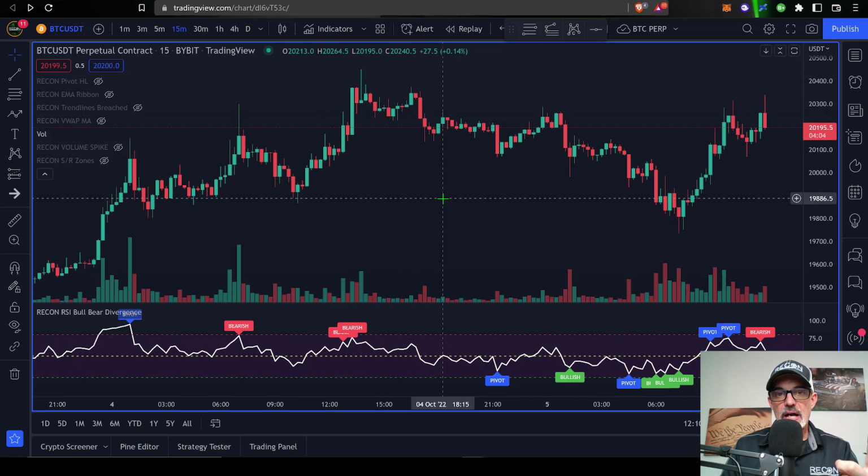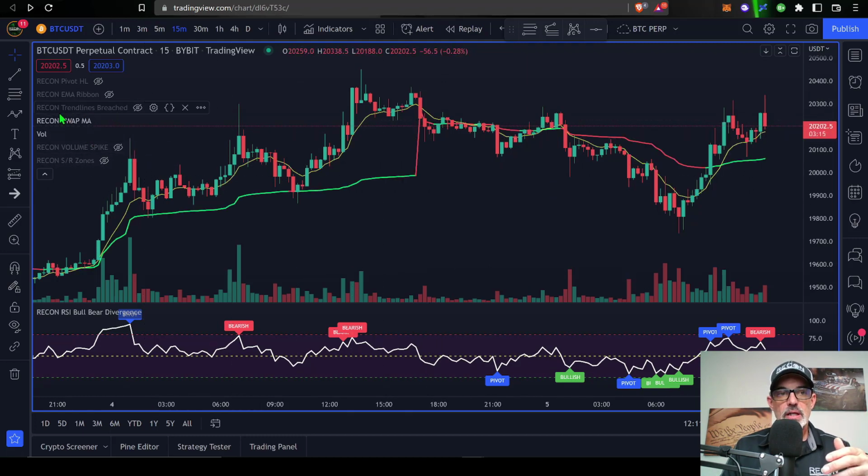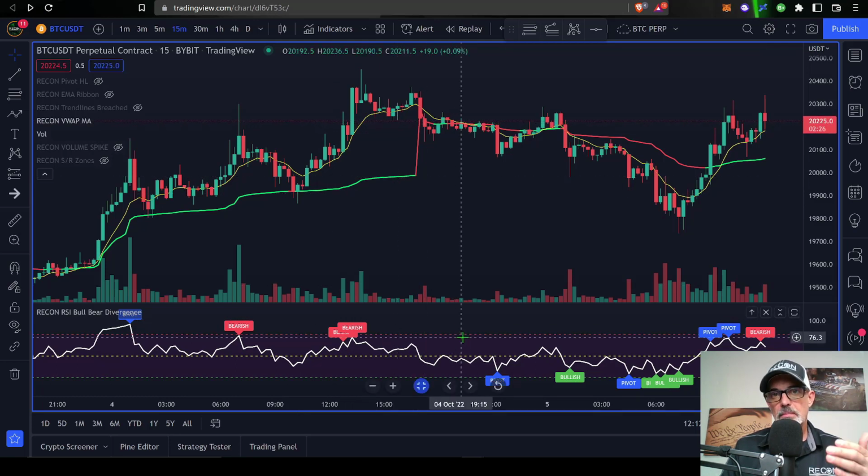So now we have price, volume, RSI. Number 4 is going to be VWAP and an EMA or a moving average. I created the Recon VWAP and moving average indicator basically to combine both VWAP and a moving average, and the moving average I use is an EMA. Both are considered trend-based indicators, and I actually use them in conjunction with RSI, since RSI is a momentum-based indicator.